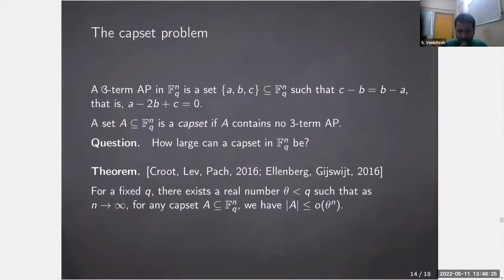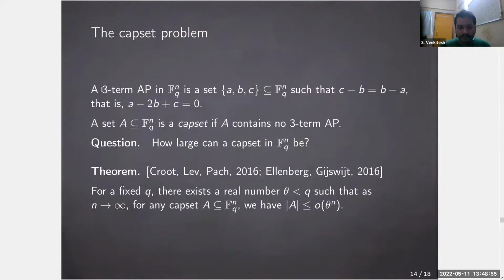So the result says, for any fixed q, there is some real number theta less than q, such that as the dimension goes to infinity, every capset can have size little o theta to the n. Or more weakly, little o q to the n. In fact, it is far away from q to the n. So a capset cannot have size anywhere close to q to the n. It has to be significantly smaller than q to the n.